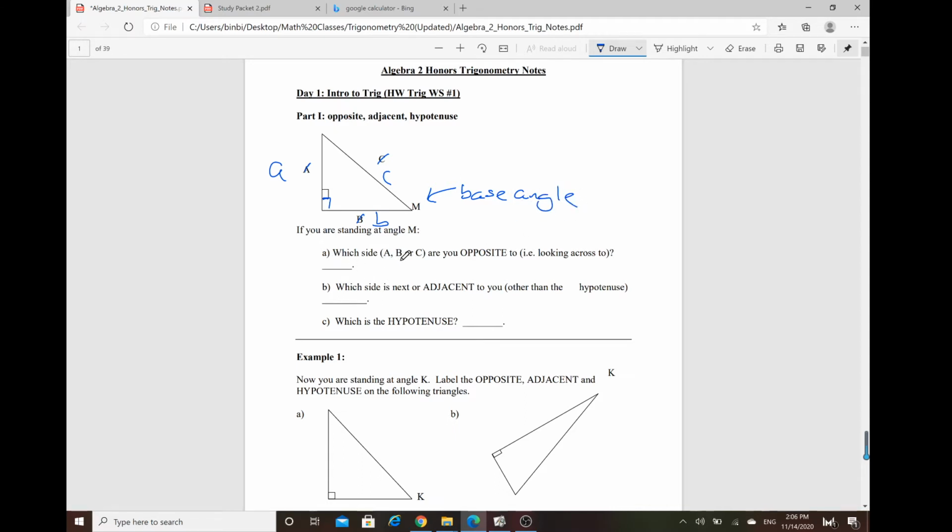So which side, A, B, or C, is opposite to the base angle? Well, it depends on which base angle we're talking about. Let's say the base angle is M. Then the opposite side would be what? Segment A. And which side is adjacent to it? Which side is next to that A? That would be B.